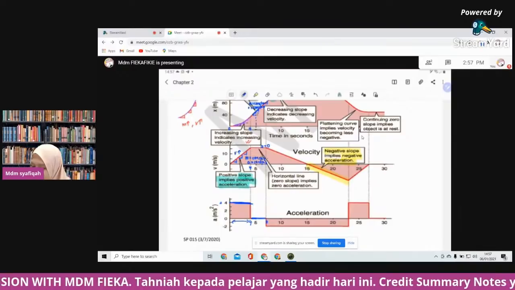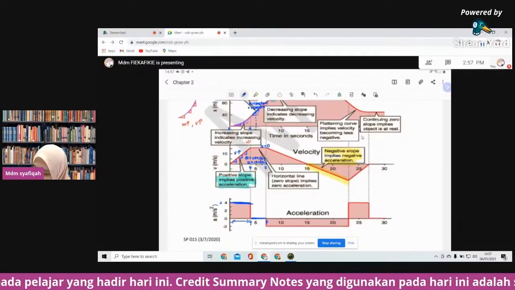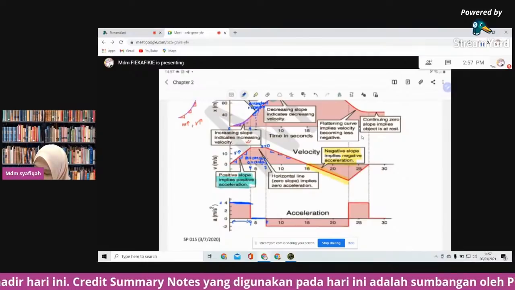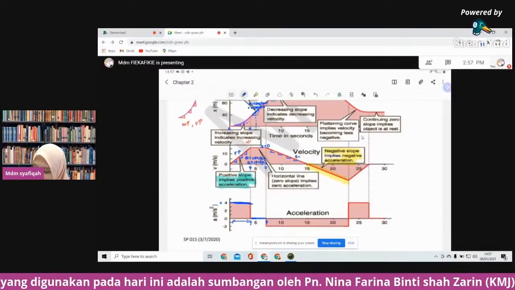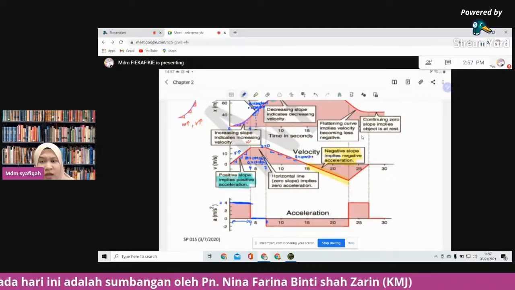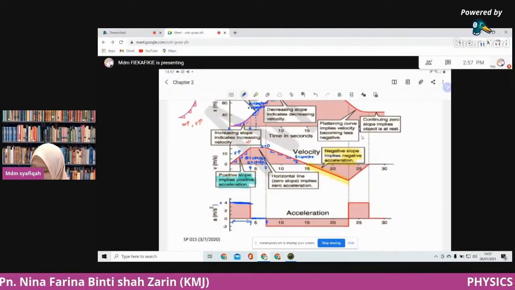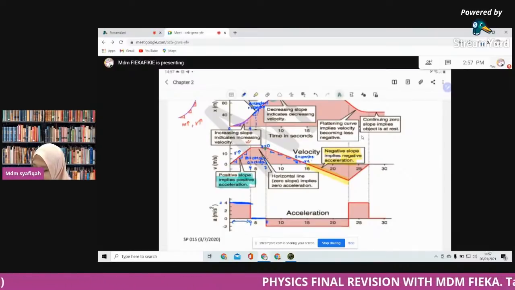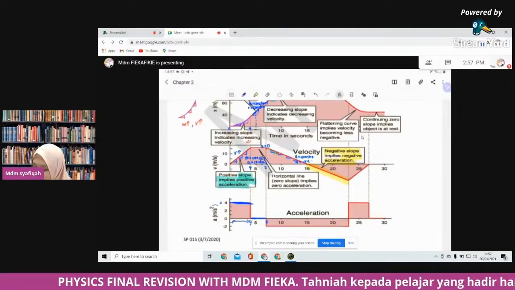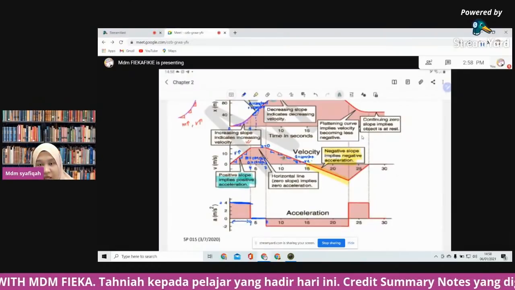Okay, from 7 to 15 second pula. From 7 to 15 second, look at here, we have the gradient is constant. The gradient is constant means that acceleration is constant. But the value of the acceleration is negative value. Okay? So kalau kita tengok kat sini, the velocity V is decreasing daripada 10 tadi. 10 dia turun sampai kosong. Sebab itu A dia negatif, dia decelerate.